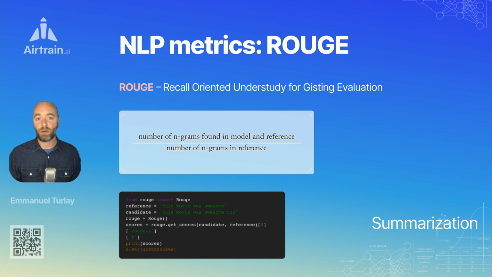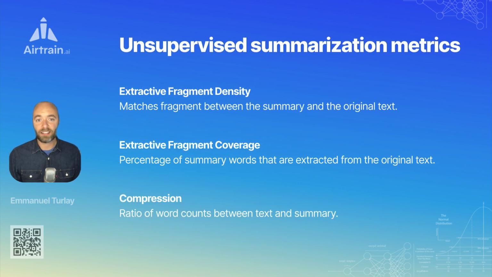ROUGE is a set of evaluation metrics that focuses on measuring the recall of sequences of tokens between references and the inference. It is mostly useful to evaluate summarization. If you don't have access to labeled references, you can use other standalone metrics. For example, density quantifies how well the summary represents full fragments from the text, and coverage quantifies the extent to which a summary is derivative of a text. As you can see, these metrics are only useful to score certain high-level tasks, such as translation and summarization.